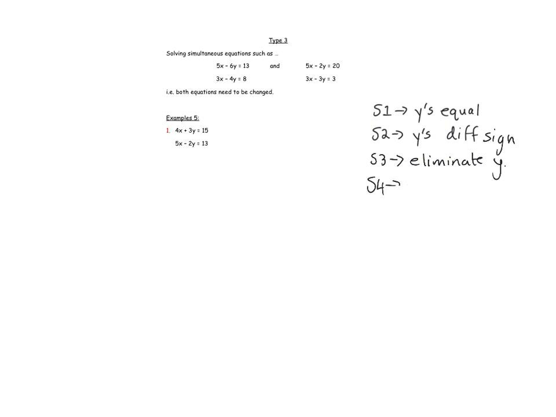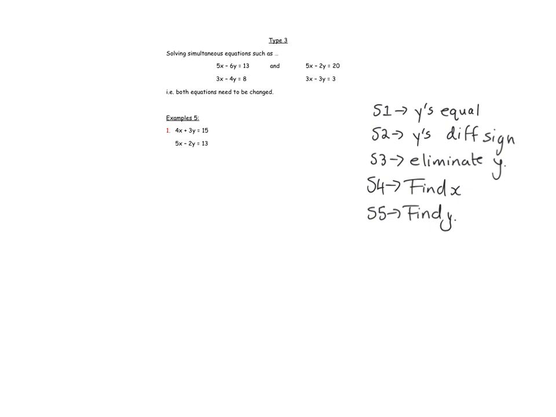Here, I'm just going to write out the 5 steps so we can have them right beside us. So again, step 1 is we make the y's equal. Step 2, y's with different sign. Step 3, we eliminate y. Step 4, we find x. And step 5 then, we find y.